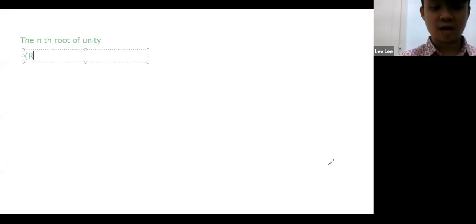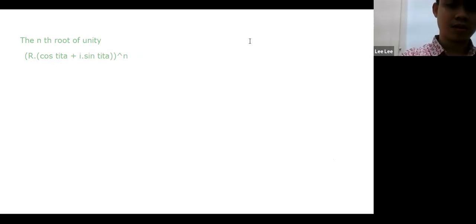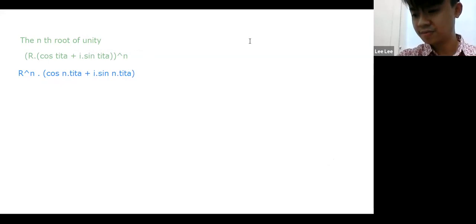So if you have r times cos theta plus i times sine theta, to the power of n, this is equal to r to the power of n times cos n theta plus i times sine n theta. You understand over here?